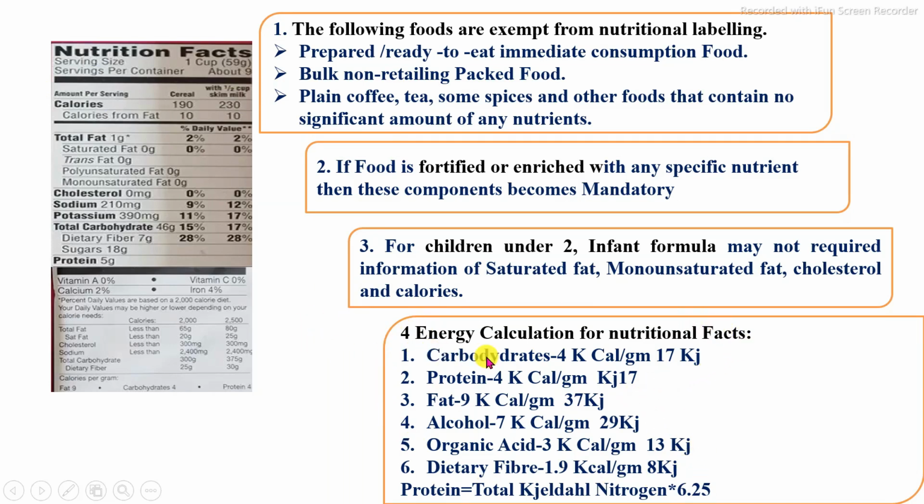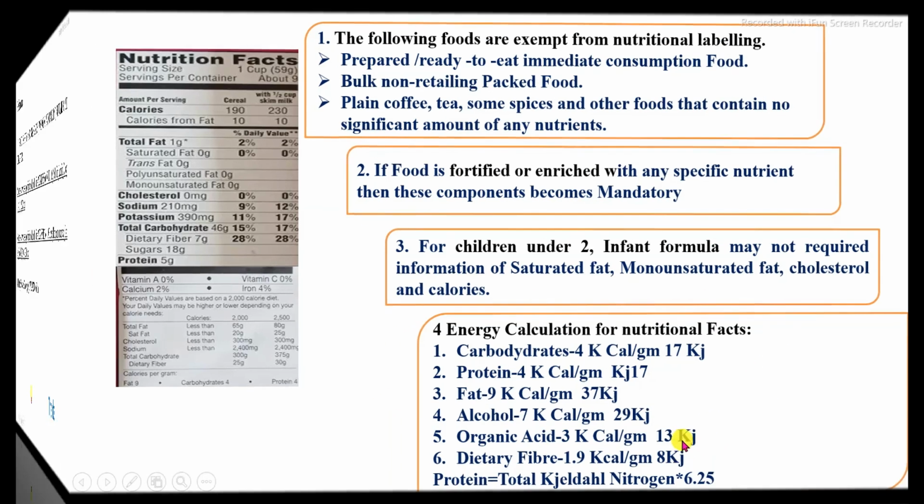For carbohydrate 4 kilocalories, protein 4 kilocalories per gram, fat 9 kilocalories per gram, alcohol 7 kilocalories per gram, organic acid 3 kilocalories per gram, dietary fiber 1.9 kilocalories per gram. And the protein calculation is based on protein equal to total Kjeldahl nitrogen into 6.25. These are all the standard calculations given in this regulation.